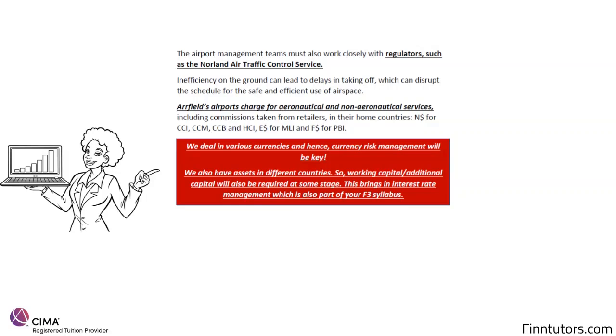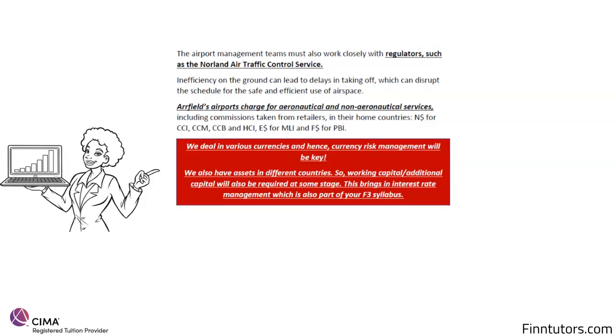Arrfield's airports charge for aeronautical and non-aeronautical services, including commissions taken from retailers in their home countries. So we receive commissions in N dollars for CCI, CCM, CCB, and HCI. For our airport MLI, we receive commissions in E dollars. For our airport PBI, we receive commissions in F dollars. So we deal in various currencies, and hence currency risk management will be key here.